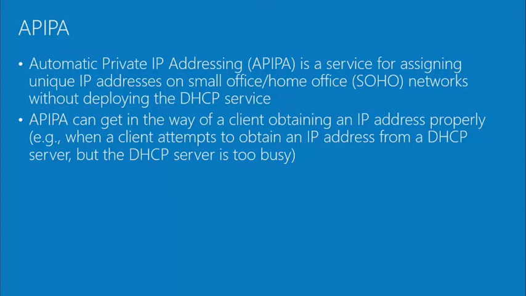APIPA. So we talked in a previous module, I believe it was TCP/IP, about APIPA, the protocol that allows for automatic private IP addressing. So as a device comes up, if it's unable to receive an IP address, it can automatically get an assignment. This works for small office, home office, so basically SOHO networks, without deploying the DHCP service. APIPA can get in the way of clients obtaining IP addresses from overloaded DHCP servers.